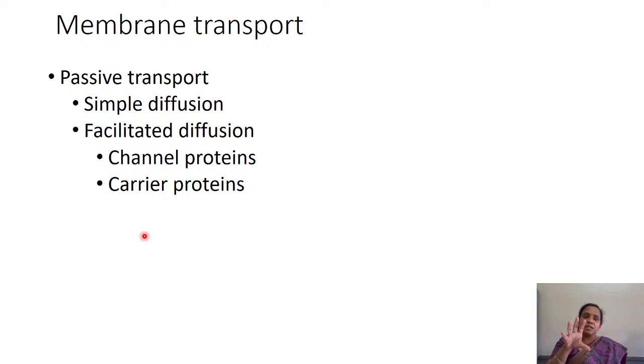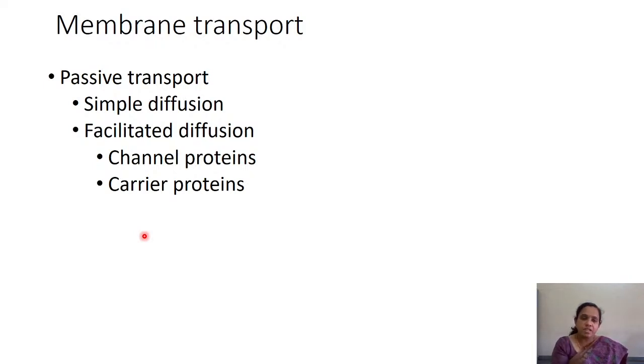Passive transport is further divided into two types, simple diffusion and facilitated diffusion. In simple diffusion, it is just like normal diffusion where gases just diffuse through the cell membrane and enter into the cell, like oxygen, carbon dioxide, any of the gases. No specific mechanism is required for that. Next is facilitated diffusion. In facilitated diffusion, to move from one place to another, they require a transporter.